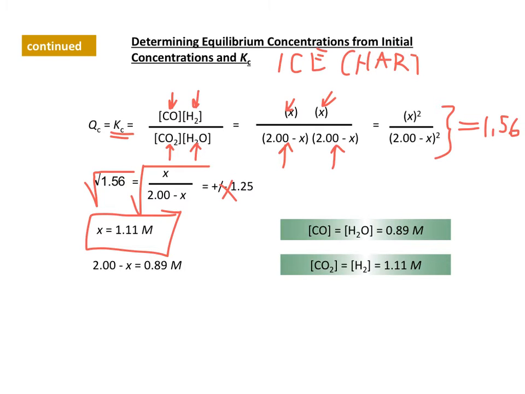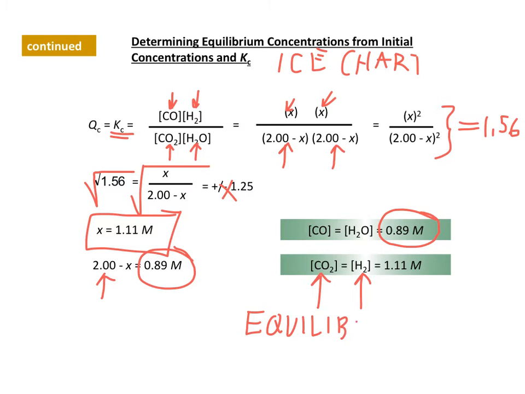And so that actually gives us the values for CO2 and H2. And we know that the reactants were 0.200 minus X, or 0.89 molar. So these are the equilibrium concentrations for that system that was described on the previous slide.